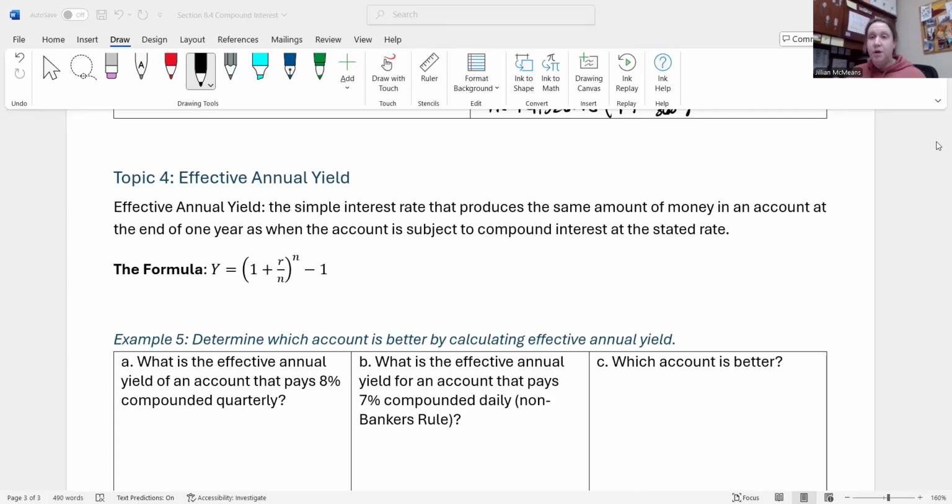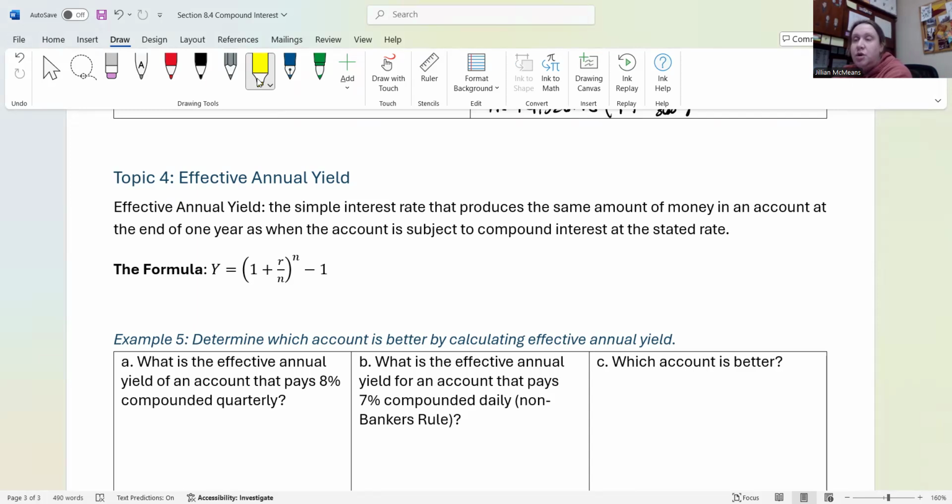For topic 4, we're going to talk about something called effective annual yield. Effective annual yield is kind of a special thing because it allows you to shop around for investments or loans with different terms. So this can sometimes be really confusing. So, as a legitimate human out there in the real world, looking for the best investment or looking for the best loan, I sometimes have to do some work.